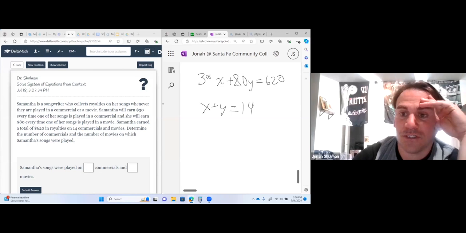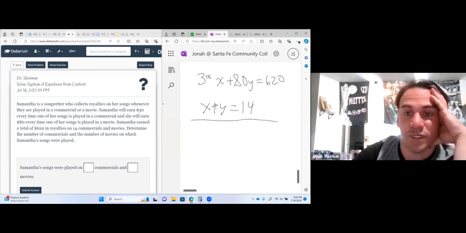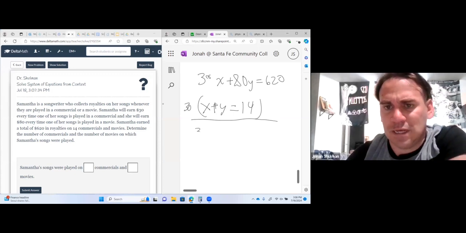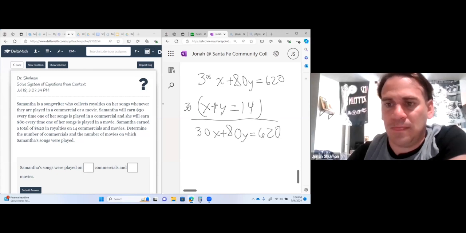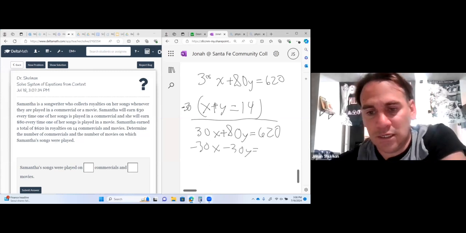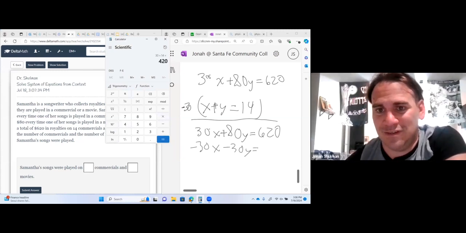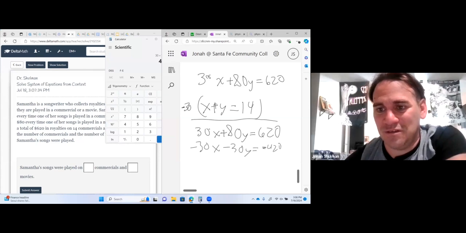So here we can do elimination. I was going to do substitution again, but I want to show you elimination. So if I multiply this whole thing by 30. All right, so our first line stays the same, 30x plus 80y equals 620. And we're going to do negative 30 to each of them. So negative 30x minus 30y. And if you don't know it's 480, you can use this. Oh, 420. Good thing I used it. Negative 420. And we just add them together.